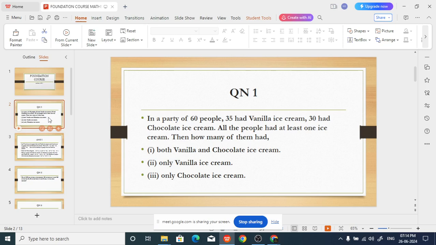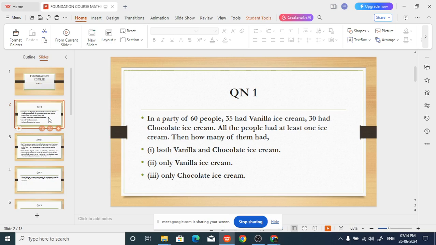Totally, how many are there in this class? 60. How many had vanilla? 35. How many had chocolate? 30. So if you add 35 and 30, how much does it come? 65. But there are only 60 people. So how many people had both the ice creams? 5 people. Okay, how do we get it?